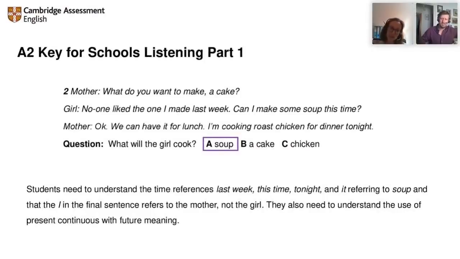Yeah, here they need to focus on time references. So last week, this time, tonight, and also it, referring to soup, and that the I in the final sentence refers to the mother and not the girl. And they also need to understand the use of present continuous with future meaning. So quite a lot. Yeah, and this again is A2, but we're testing quite a few different things in this relatively simple task. So very useful for testing different areas.